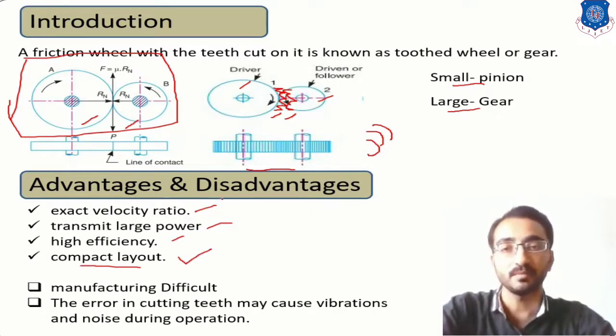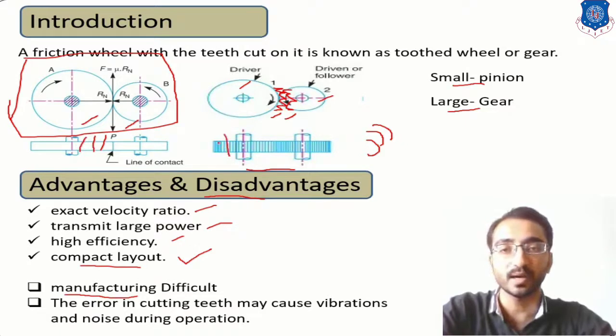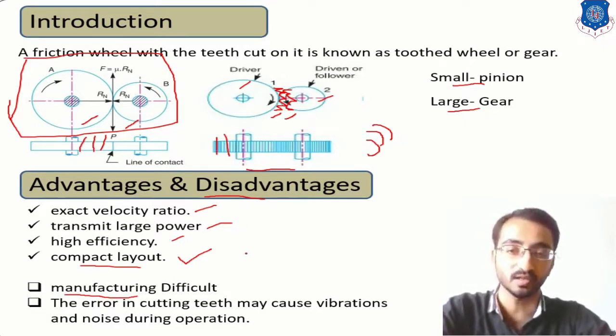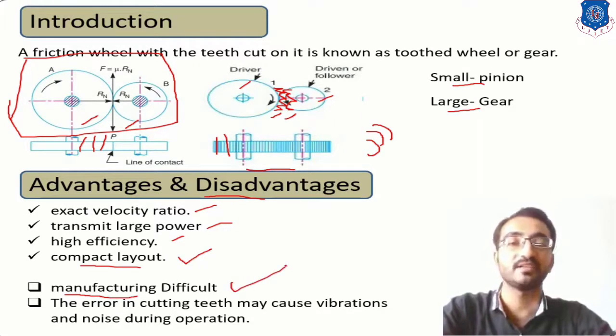Then there are some disadvantages also. The first disadvantage is the manufacturing of gear. If you want to produce a gear, you have to cut teeth on its periphery, and this cutting action requires a manufacturing process. So we can say that manufacturing of gear is difficult compared to other drives.